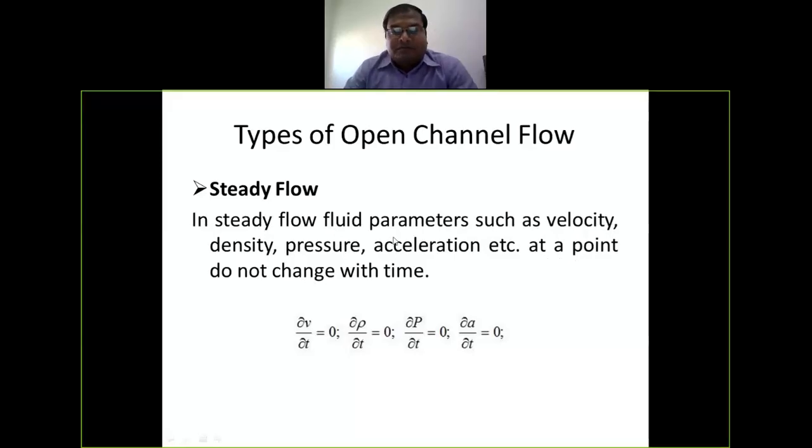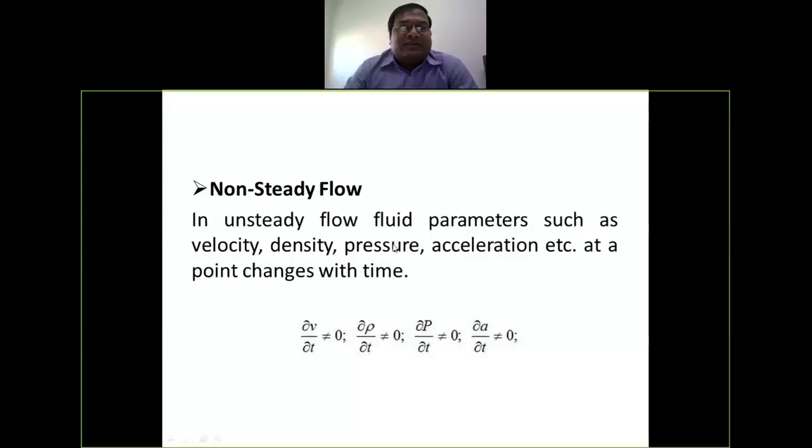Now next one is unsteady flow. Here I have made a mistake. It is not non-steady flow, so please make a correction. This is unsteady flow. In unsteady flow, fluid parameters such as velocity, density, pressure, acceleration, etc. at a point change with time. Means it is not constant per unit time. It changes. If I want to represent the same thing mathematically, I can write: del v upon del t is not equal to 0. Same way del p upon del t is not equal to 0, and del a upon del t is not equal to 0. So it is called unsteady flow, not non-steady flow. I made a mistake here, so just make the correction.